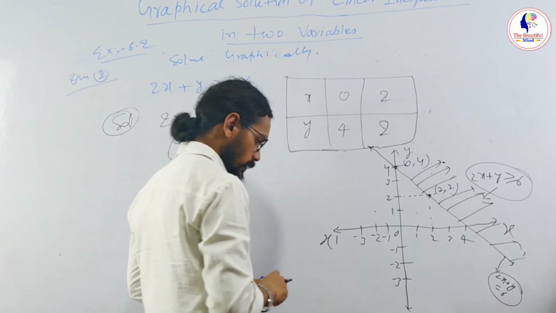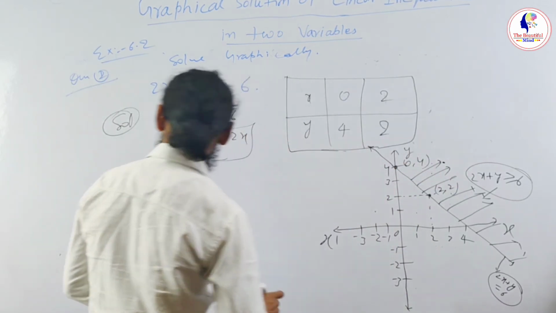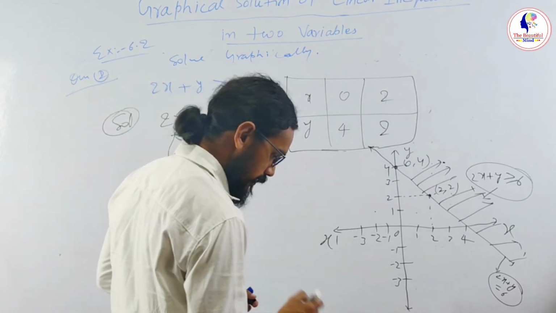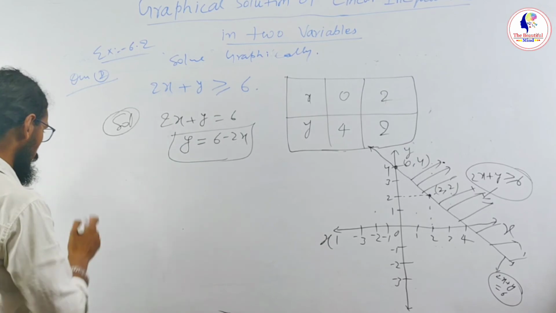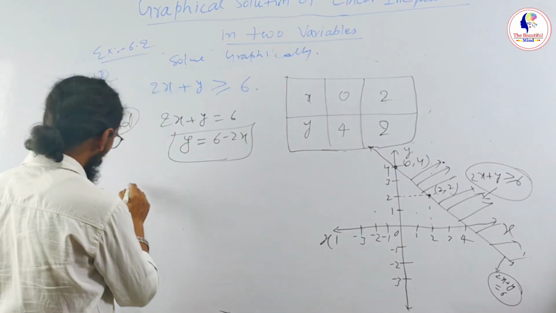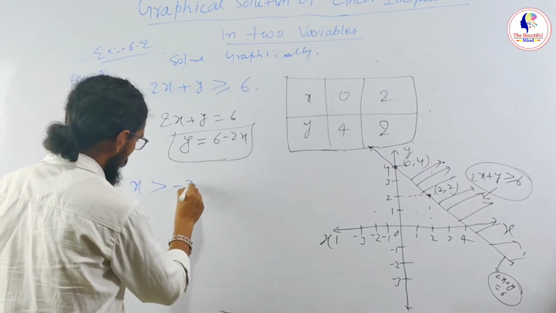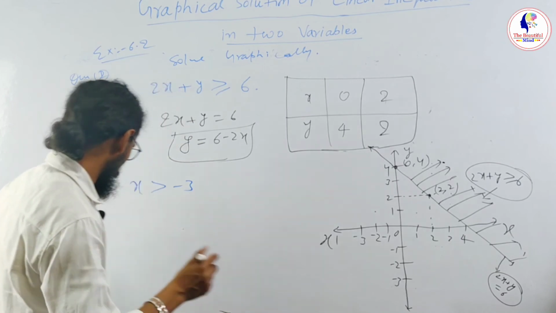तो दिस वॉज द second question of exercise 6.2. Similarly, we can solve more questions. Question number, we can see 10. 10 number is x greater than minus 3. So how can you show on the graph these questions?